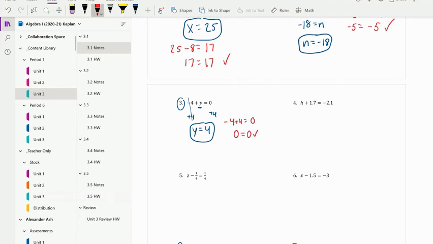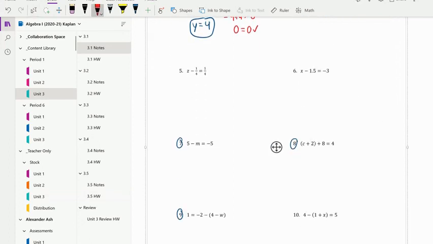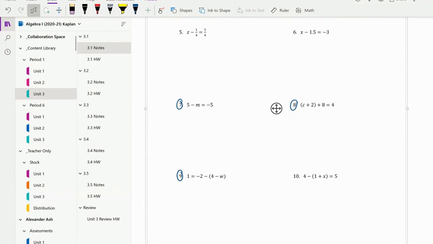Check, check, check. Okay, I'm going to let you take a look at 4, 5, and 6 on your own here. And we're going to take a look at 7, 8, and 9 because they're a little bit more complicated. And then I'll let you take a look at 10 on your own as well. Hopefully this stuff is feeling old news, easy peasy.